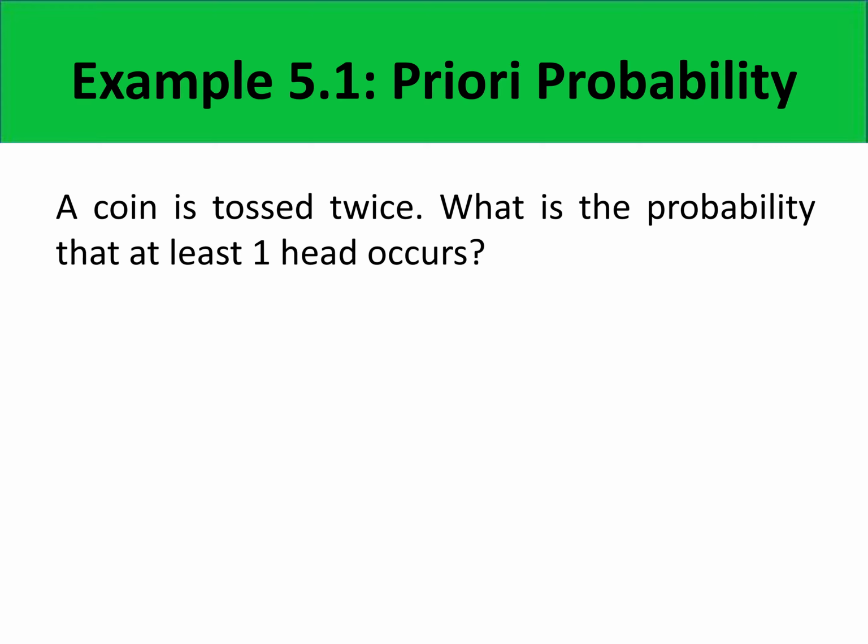A coin is tossed twice. What is the probability that at least one head occurs? Before one solves a probability problem, it must be clear what the statistical experiment is and what the elements of the sample space are. Now in here, the sample space consists of the elements head-head, head-tail, tail-head, and tail-tail. So this implies that capital N is equal to 4.